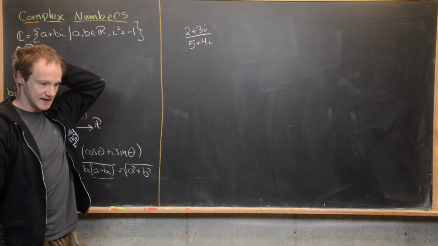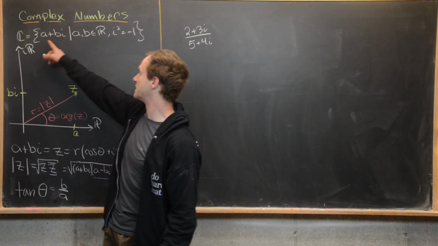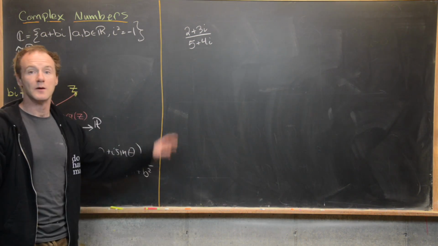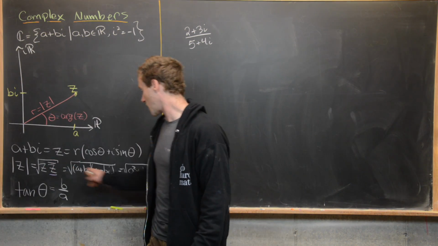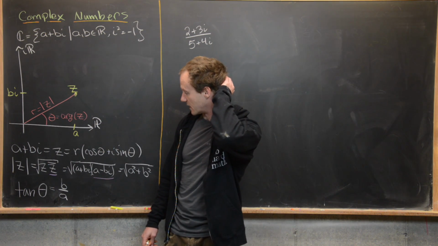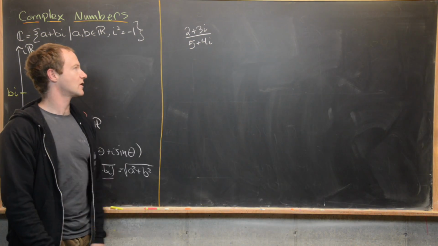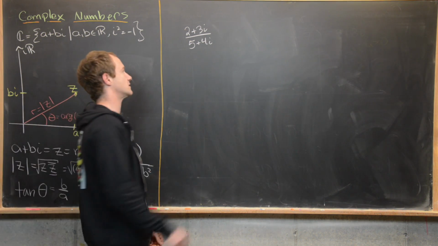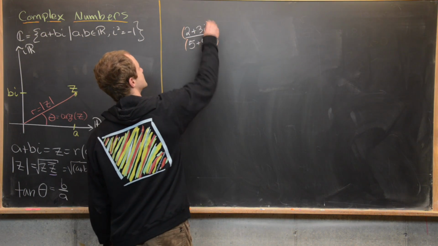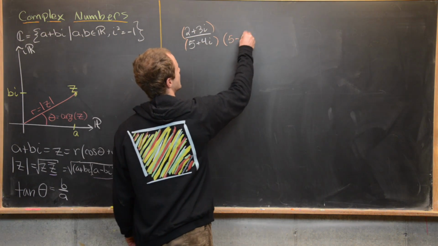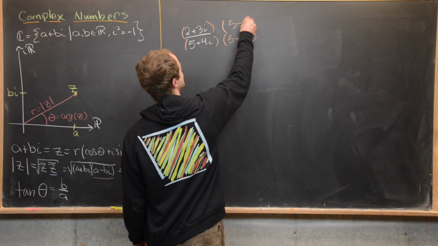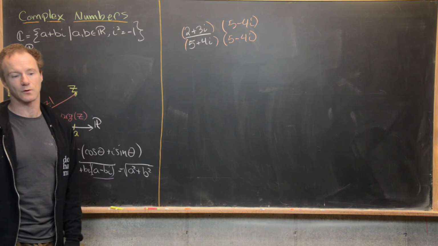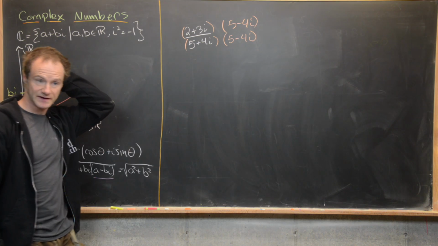So the problem here is we know that complex numbers are supposed to be of the form a plus bi, where a and b are real numbers, but that's not what we have here. But now using this idea of the conjugate, which I have over here underlined in purple, we can multiply the numerator and the denominator of this fraction by something that turns the denominator into a real number, which is exactly what we want to do. So let's multiply the numerator and the denominator by 5 minus 4i. And I want to point out that 5 plus 4i and 5 minus 4i are complex conjugates of each other.